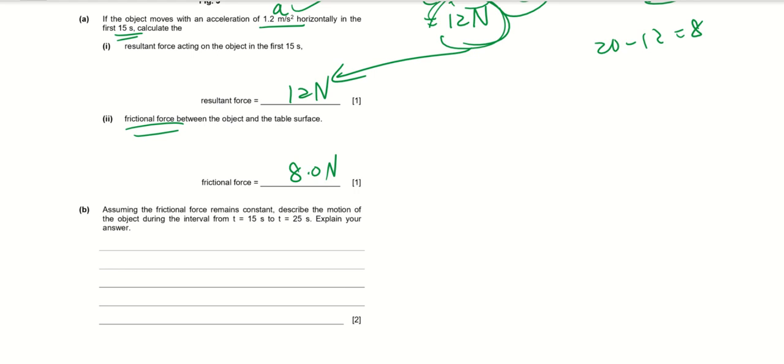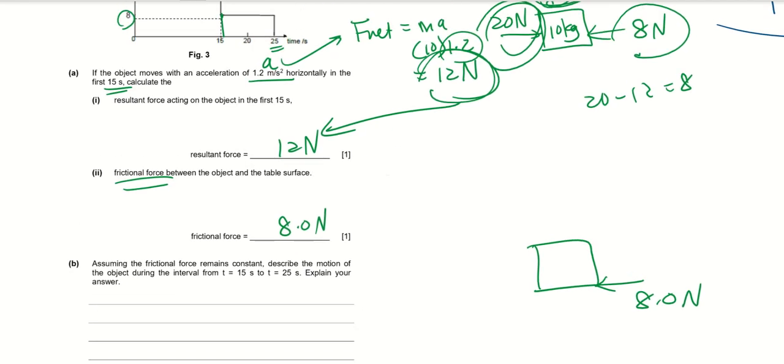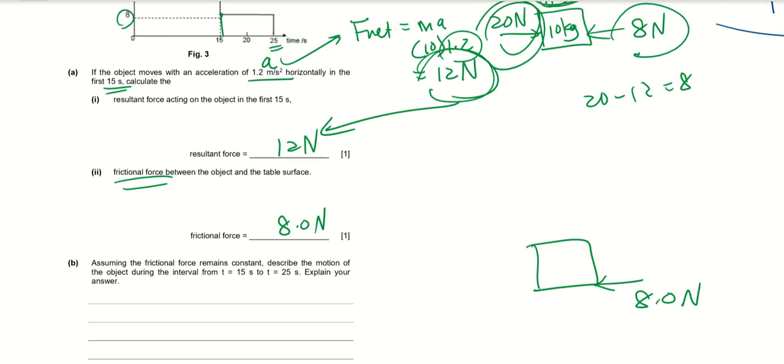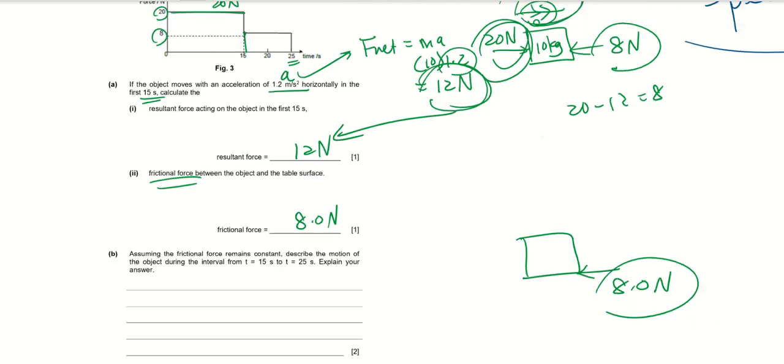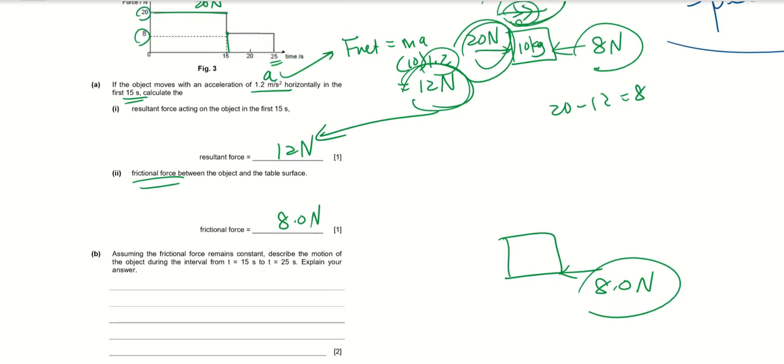Now, assuming that the frictional force remains constant, so let me draw my free body diagram. My frictional force is 8 Newton, it remains constant. Describe the motion of the object during the interval from t equals to 15 to t equals to 25. I cannot stress the importance of free body diagram enough, right? Because my free body diagram actually helps me to visualize and put down, visually, what the forces are.